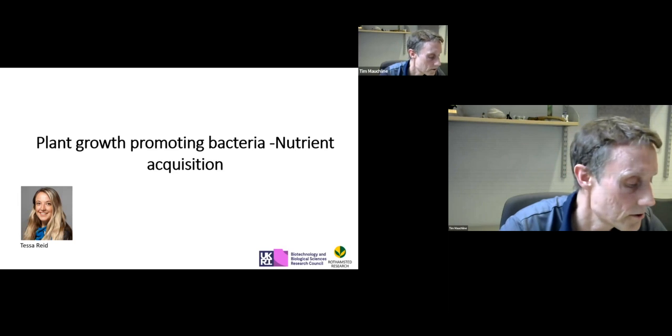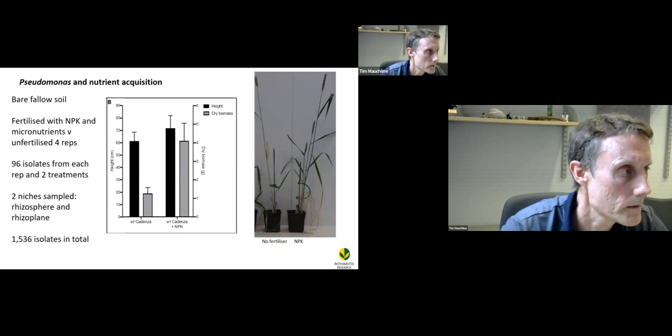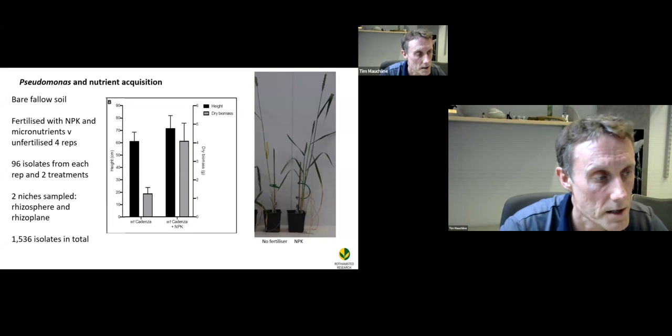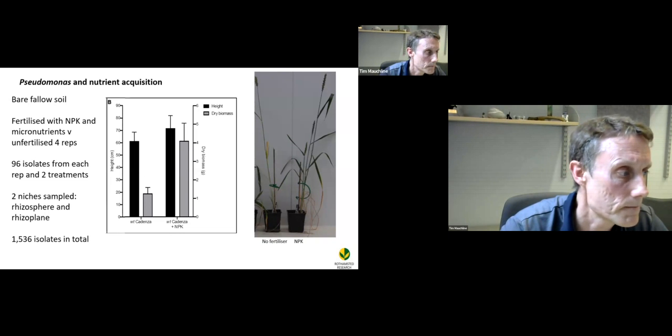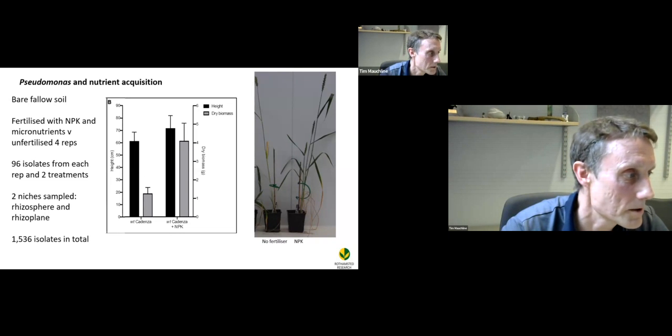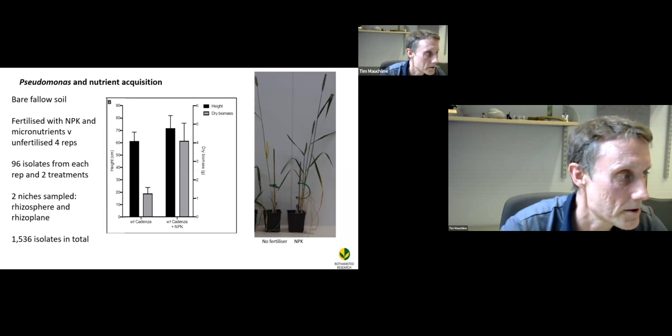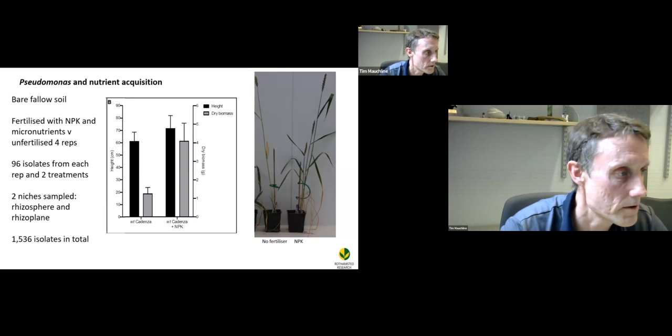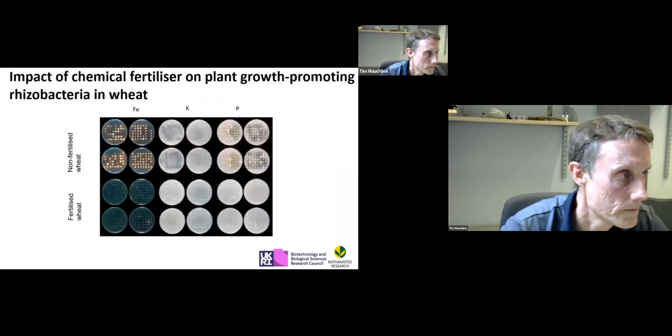This is based on a very simple experiment where we essentially grew wheat with and without fertilizer. We were able to look at two niches, the rhizosphere and the rhizoplane. As you see here, we started with about 1,500 different isolates in the experiment.